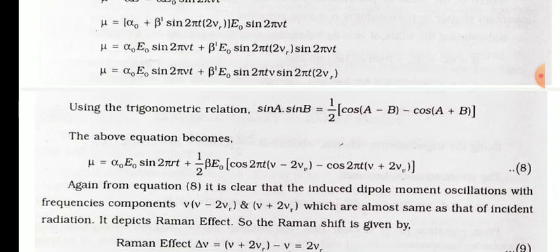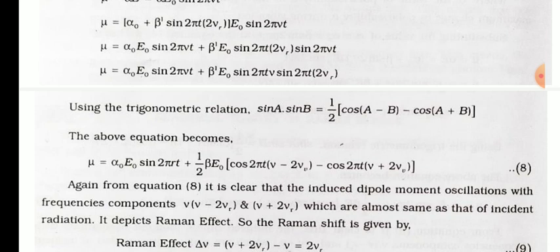So mu is equal to alpha naught E naught sine 2 pi nu t plus 1 by 2 beta E naught into bracket cos 2 pi t into bracket nu minus 2 nu r, minus cos 2 pi t into bracket nu plus 2 nu r. It is not nu v, it is nu r. That is rotation. R stands for rotation.